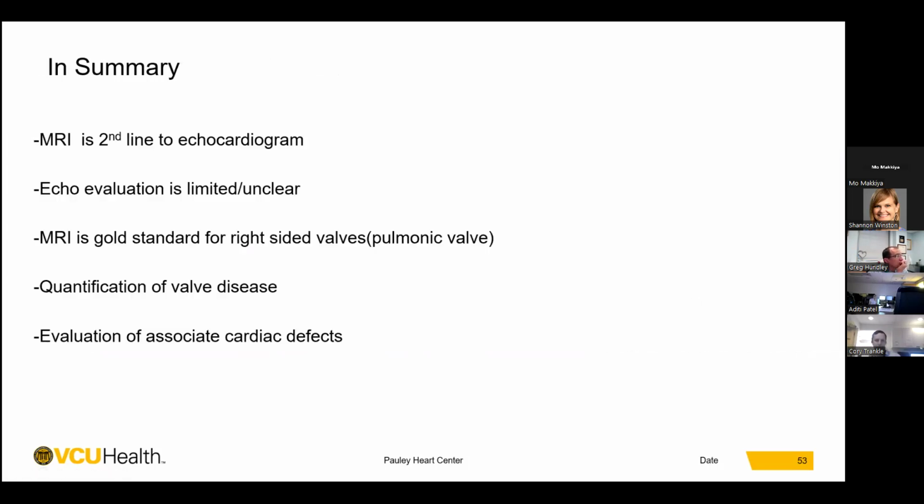So in summary, MRI is second line to echocardiogram, where the echo evaluation is limited and unclear. MRI is a gold standard for right-sided valves. It can give you some accurate quantification of valve disease, and can evaluate associated cardiac defects. And most importantly, which is the growing field of prognostic information, it can give you some prognostic value, especially in patients who have asymptomatic moderate to severe valvular disease.